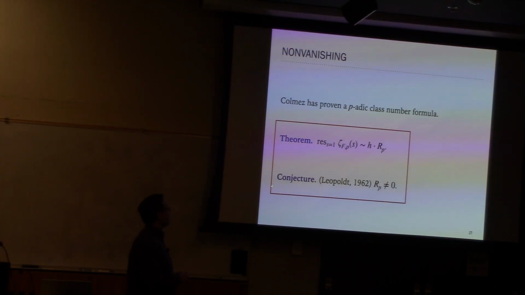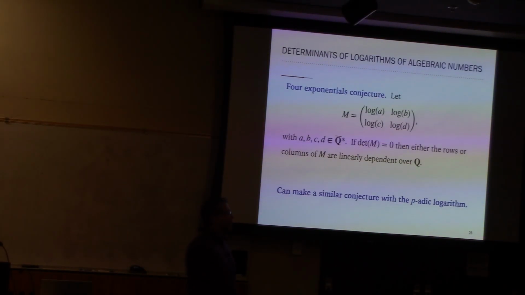Okay? We know how to prove that the limit as s goes to 1 of s minus 1 times this is equal to h times R_p, but we don't know how to prove that R_p is non-zero, in which case it really would be a pole and a residue. Okay. And that's what really got me motivated in thinking about this.